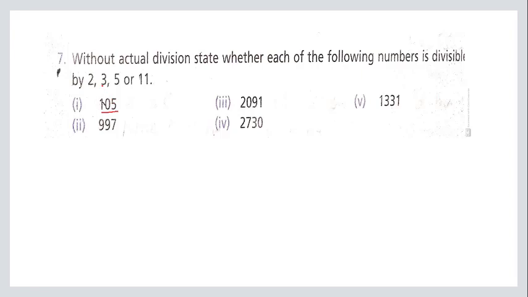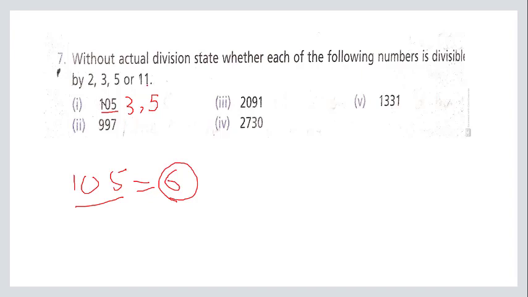Now coming to 3. For 3, the test is, we should add all the digits. 1 plus 0 is 1, 1 plus 5 is 6. So for 105, when we add the digits, 1 plus 0 plus 5, this equals 6. Now this sum is divisible by 3, therefore 105 is also divisible by 3. In the solution, we will write 3 over here. Now we will check 5. For 5, the test is, the end digit should be 0 or 5. The end digit is 5, therefore this is divisible by 5.